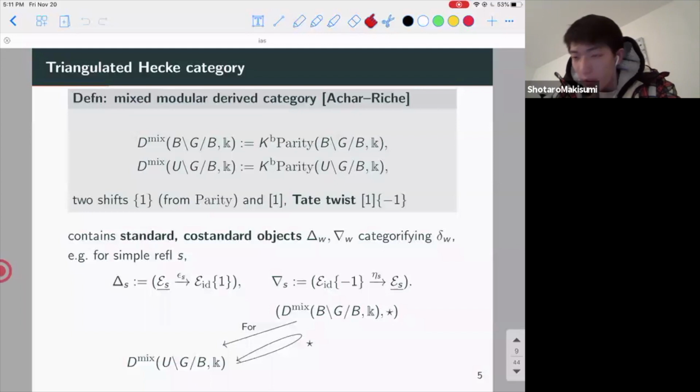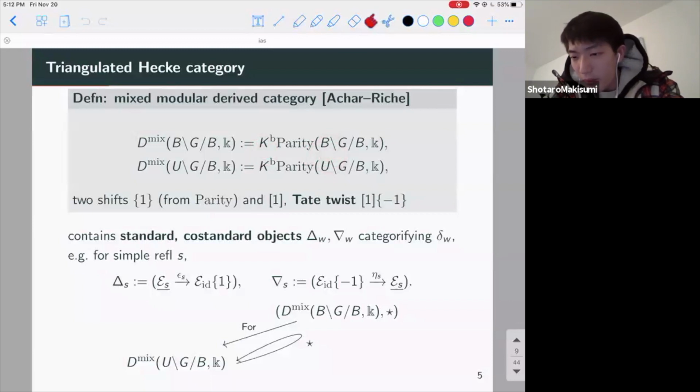Now I want to pass to complexes. So this is a definition of what Achar and Riche called the mixed modular derived category. This is also the category that came up in Laura's talk on Monday. The same kind of mixed category. They define it to try to imitate the behavior of mixed l-adic sheaves, where you have an extra grading shift in addition to the cohomological shift coming from Tate twist. They define the mixed category simply as complexes of parity complexes.